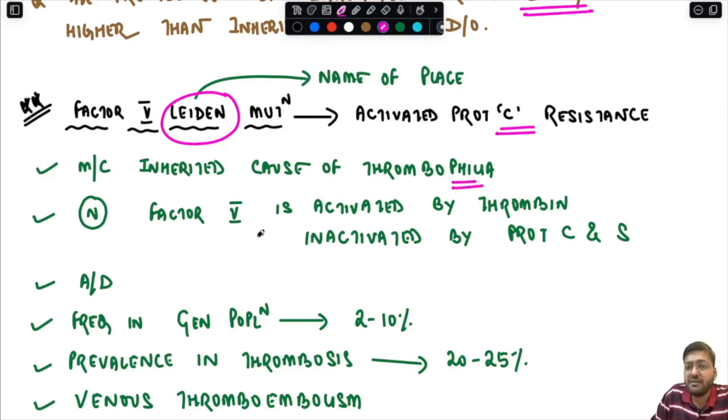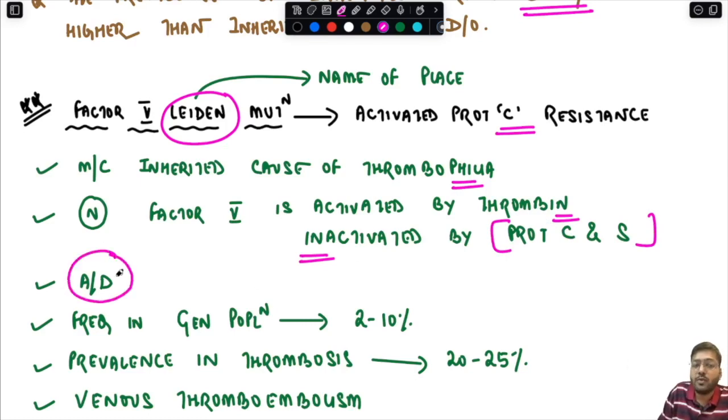Normally, factor V is activated by thrombin and it is inactivated by protein C and protein S. Now, this particular mutation is inherited in an autosomal dominant manner. What is the frequency in the general population? It is 2 to 10%. What is the prevalence in thrombosis?